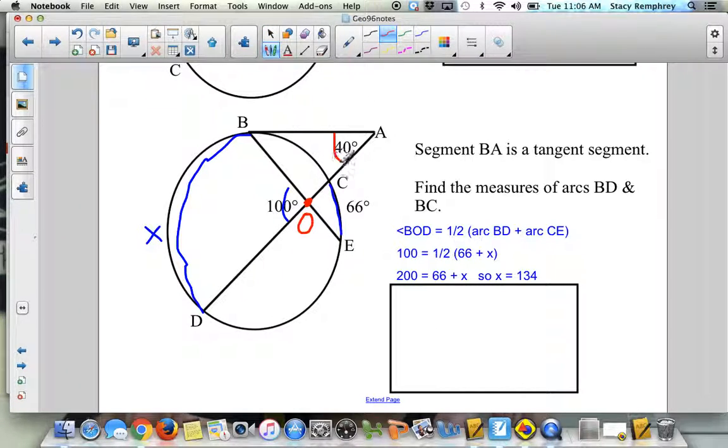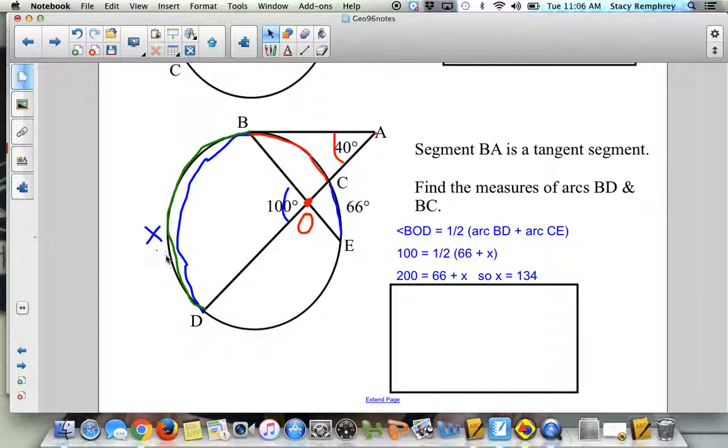The 40-degree angle outside, so it's half the difference. One of your arcs is here, BC. The other arc, I'm just going to put it in a different color so you can see where it breaks, is from B to D. That point of tangency is where the division of the arcs happens here. It's outside, so it's half the difference.